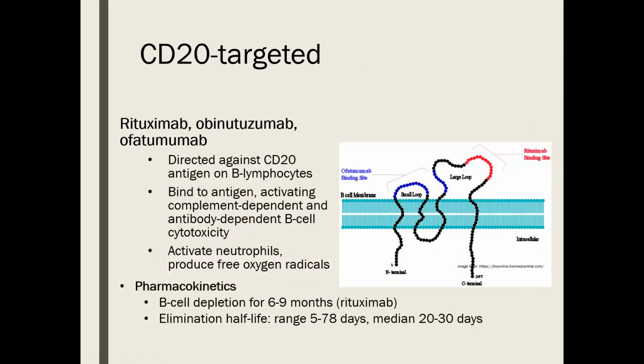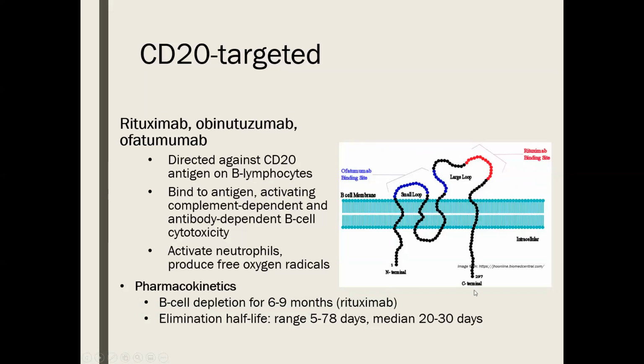Getting actually into some of the monoclonal antibodies, we'll start with some classes or agents that are directed towards certain receptors. The old classic is, of course, CD20 targeted monoclonal antibodies, and particularly rituximab, but others in the class, obinutuzumab as well as ofatumumab, all of these are monoclonal antibodies that bind and are directed against CD20, which is highly expressed on B-cell lymphocytes. These monoclonal antibodies bind to antigens, activating complement-dependent and antibody-dependent B-cell cytotoxicity. And they can also activate neutrophils and produce free oxygen radicals. They bind structurally to different sites.